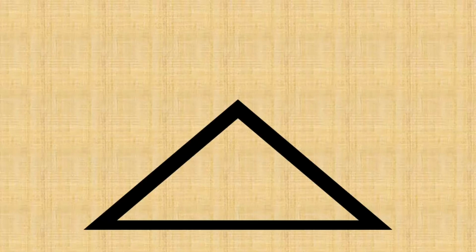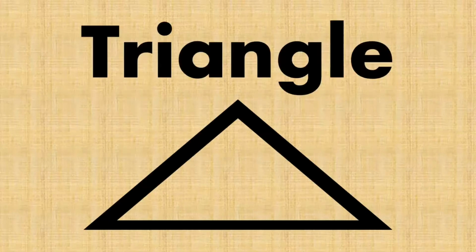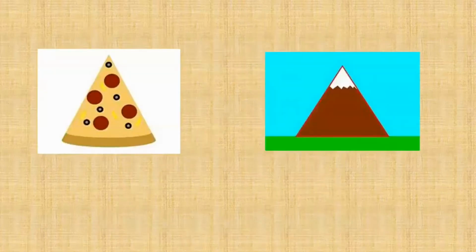This one is a triangle. Very good. You need to pronounce the word properly. This is a triangle. Let's spell it together, okay? Triangle. Triangle. Very good. Let's go to some examples.